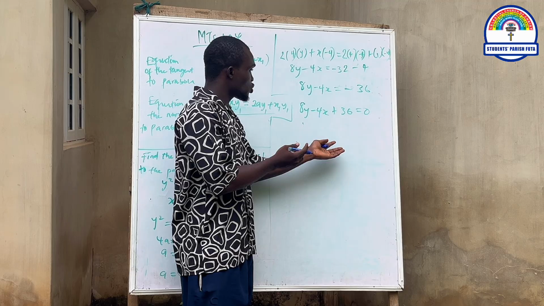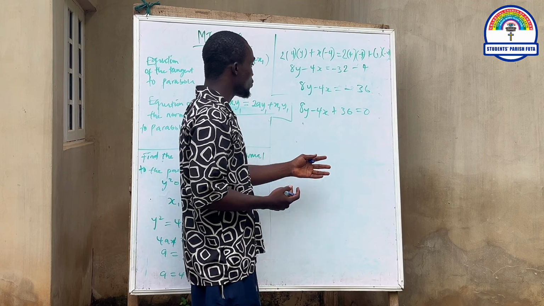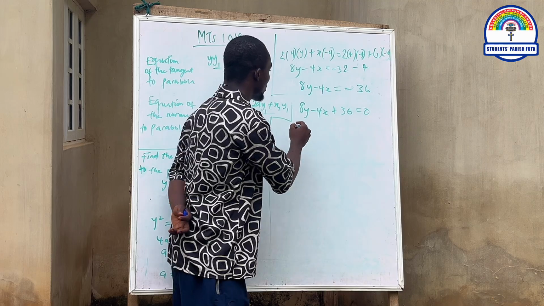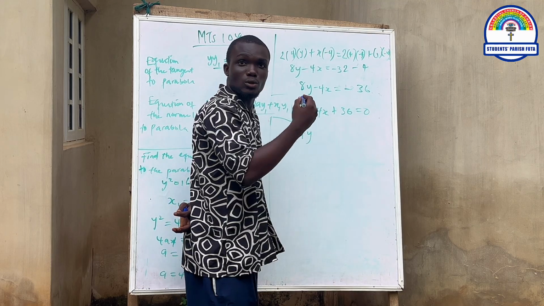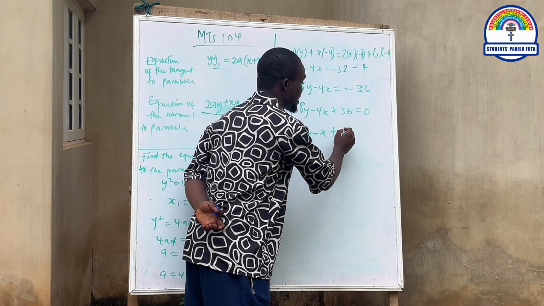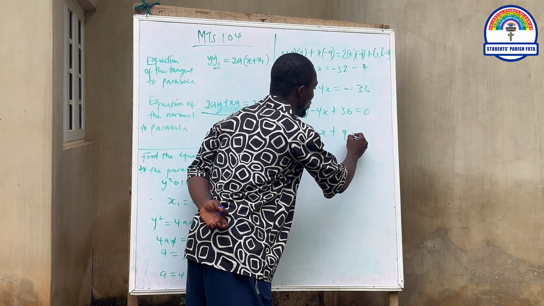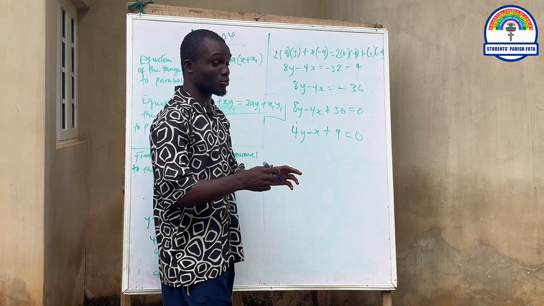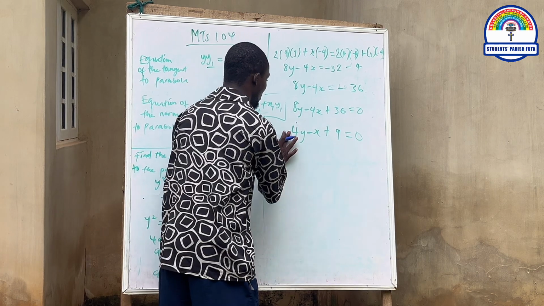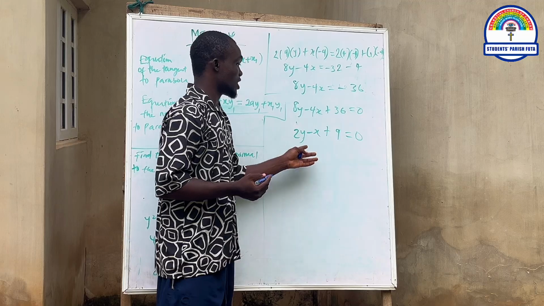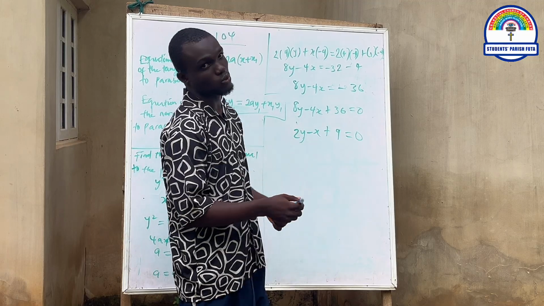But it can also be broken down, which means you can divide all through by 4. So 8 divided by 4 is what? That's 4y, minus 4 divided by 4 is minus x, plus 36 divided by 4 is 9, is equal to 0. Oh, I wrote 4 instead of 2. Sorry, 8 divided by 4 is 2. Just for that, that's 2. All right, so that's 2y minus x plus 9 is equal to 0.